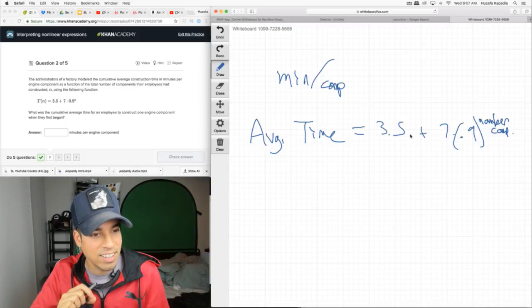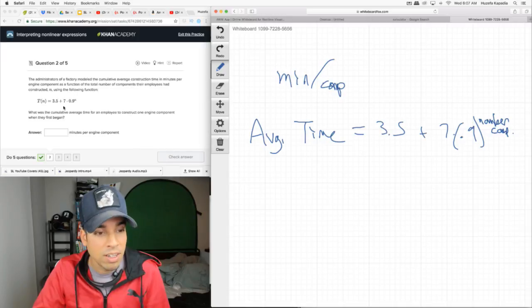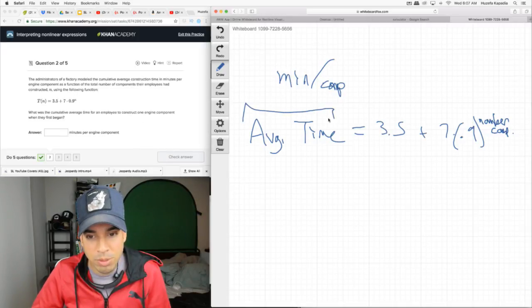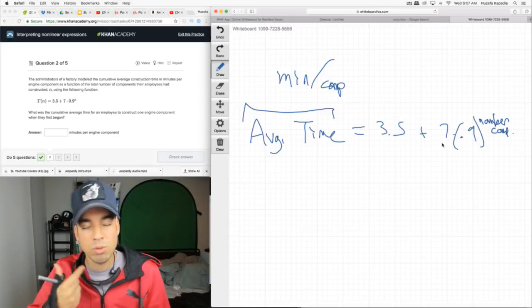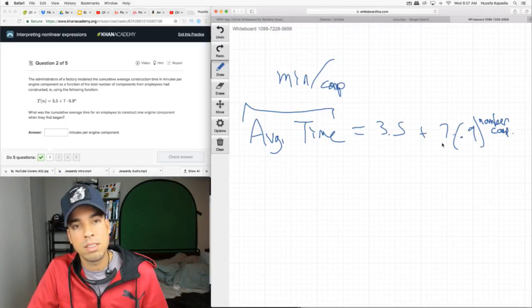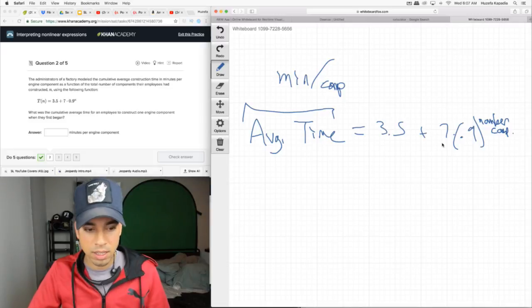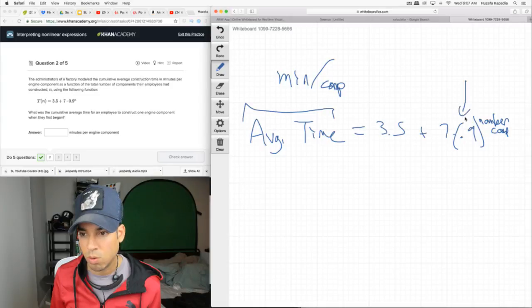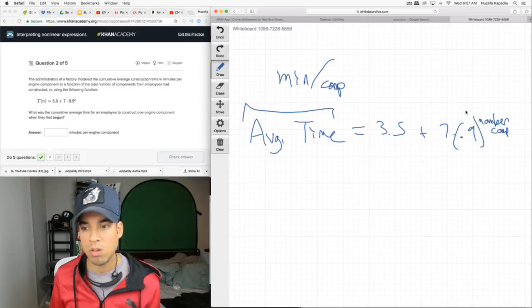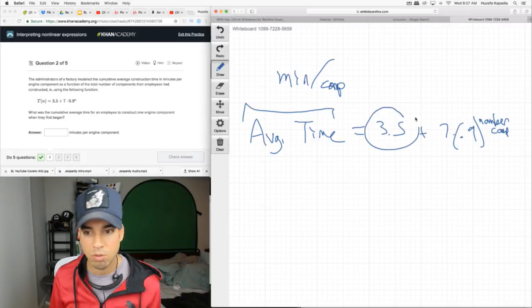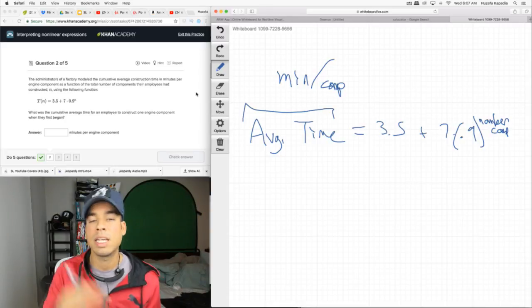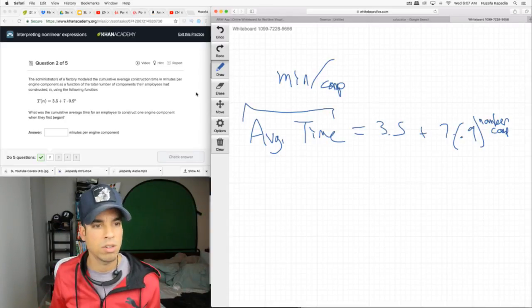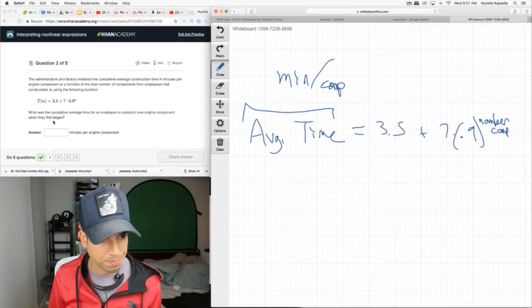What's going on here, if you pay attention, is that this average time should actually be going down as the number of components goes up, because we're talking about the average. It seems the more they do it, the faster they get. And why do I know that? Because we have a number between 0 and 1, that 0.9, being raised to an exponent. So this number should be getting smaller and smaller. It should be approaching 3.5 with an infinite number of components. The fastest they'll get is 3.5 minutes per piece.